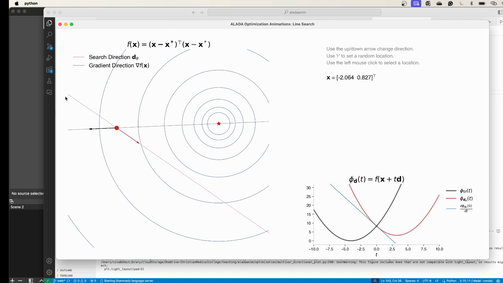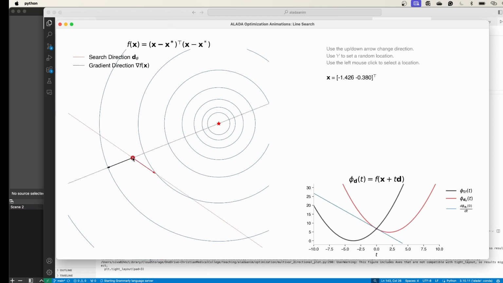Now, the blue line here is the slope of this red curve. If I move along this direction and ask what is the slope of my function as I move along it, that's given by the blue line. Now, I can change this direction. If both of them match, let's do that first, then the red and black curves will match perfectly.